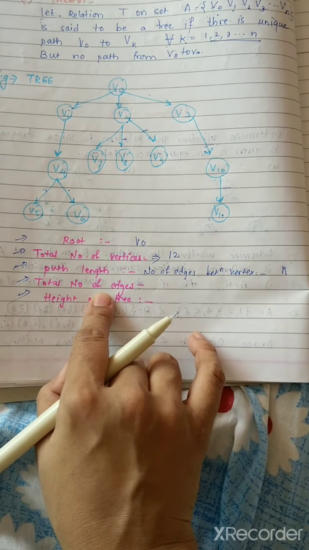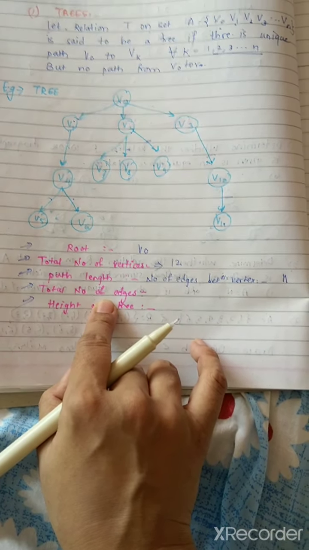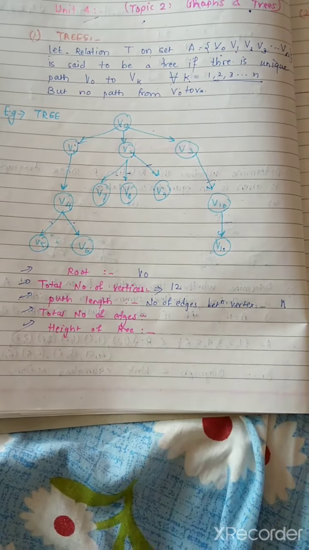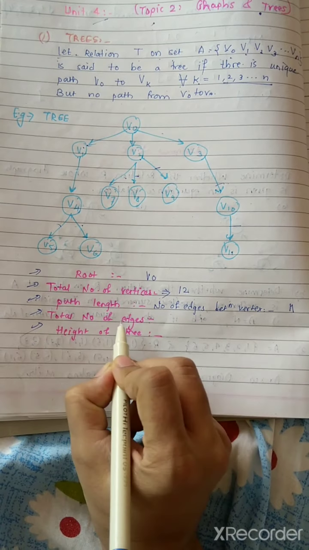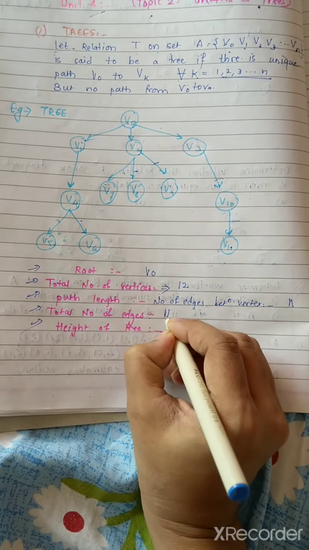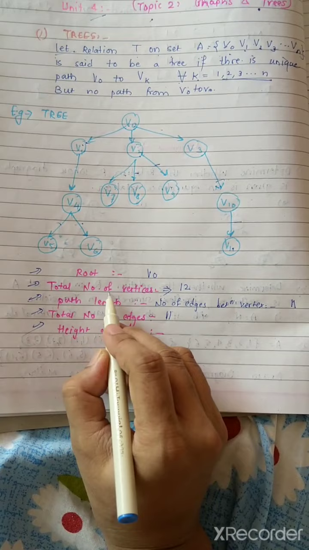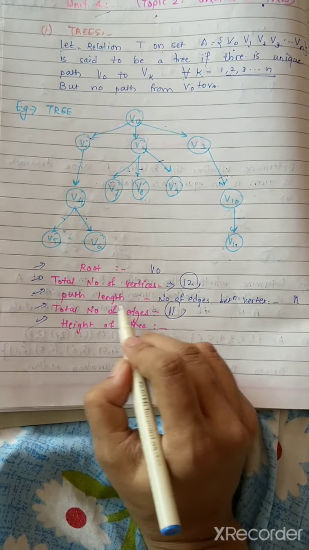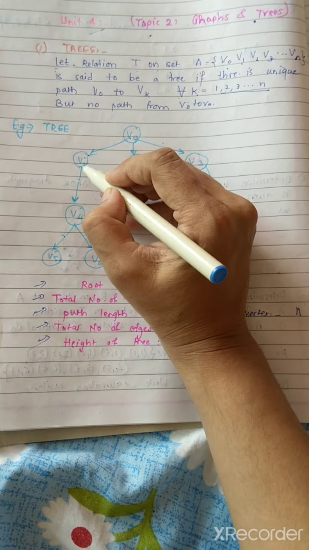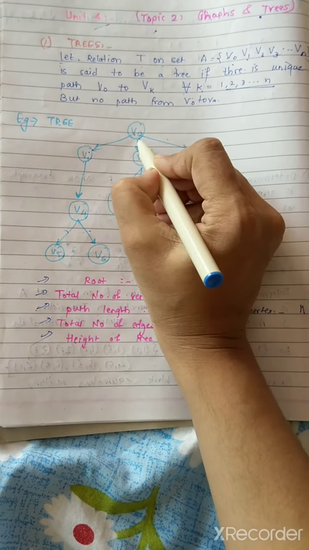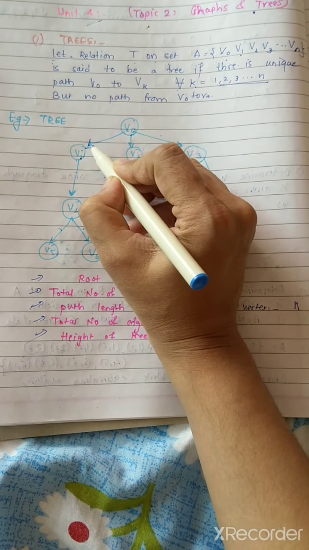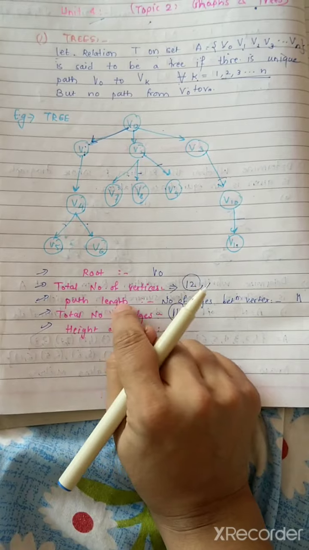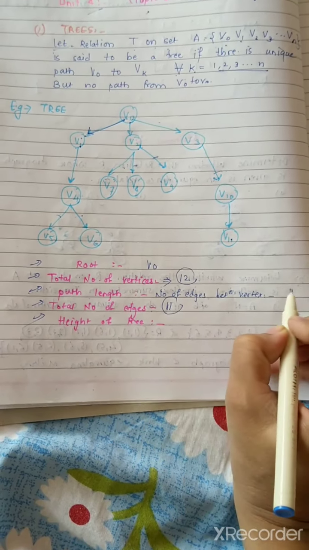Now total number of edges. One small error: total number of edges is 11. If the total number of vertices is 12, then the total number of edges is 11. And the path length is the distance between two vertices. That means V0 to V1. How many edges are there? Only 1. So the V0 to V1 path length is 1, the number of edges between vertices.